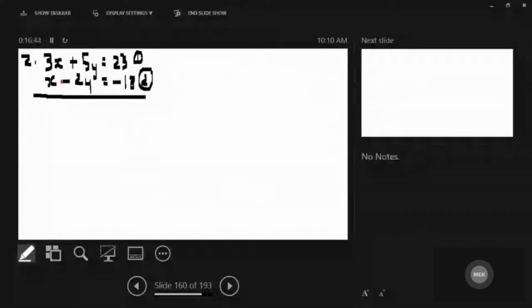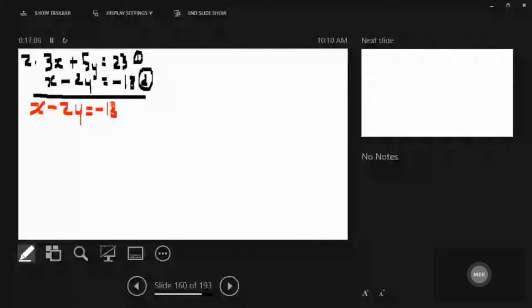Which is this term here. So we're going to focus on this equation for a little while, and we're going to transpose to make x the subject of the equation. So we write, focusing on x minus 2y is equal to -18.